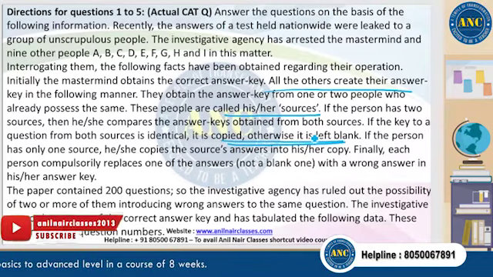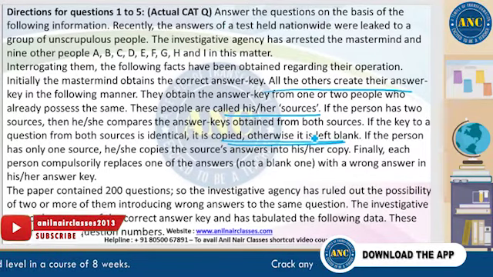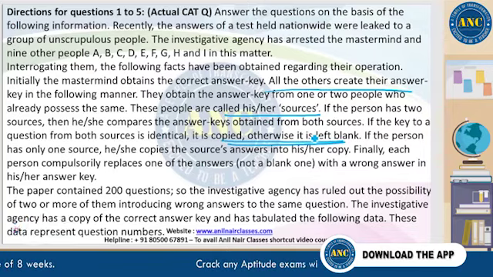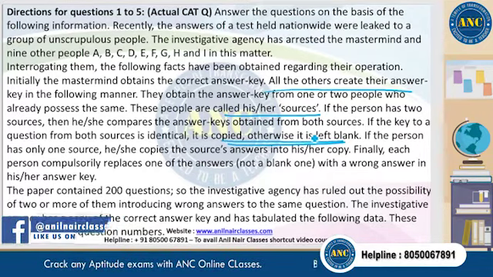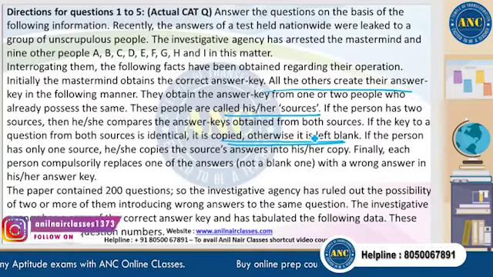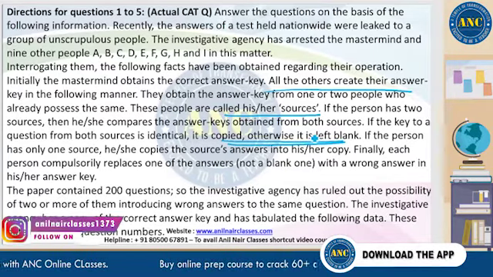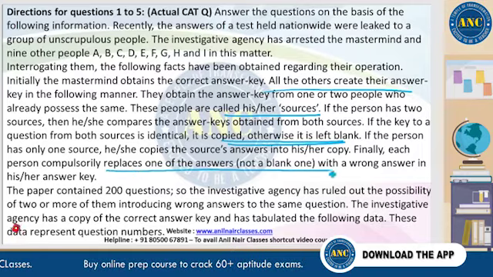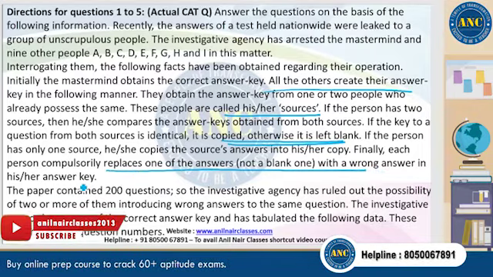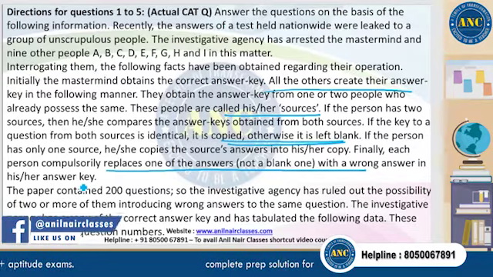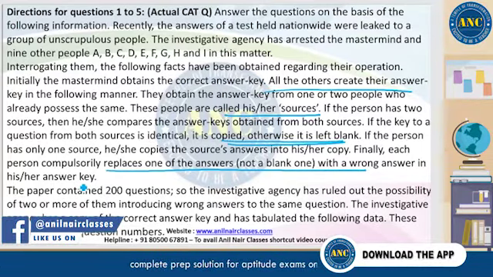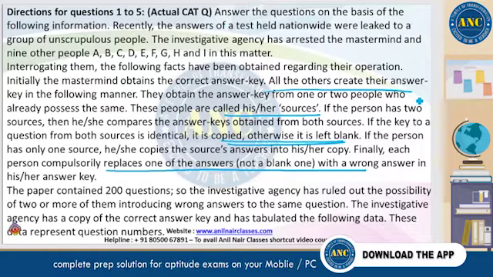If the person has only one source, he or she copies the source's answers into his or her copy. Finally, each person compulsorily replaces one of the answers, not a blank one, with a wrong answer in his or her answer key. One replacement has to be there, not a blank one. That means someone else has created an answer option, you'll not change it, you'll retain it. Somehow they got this logic. They know how to retain it.